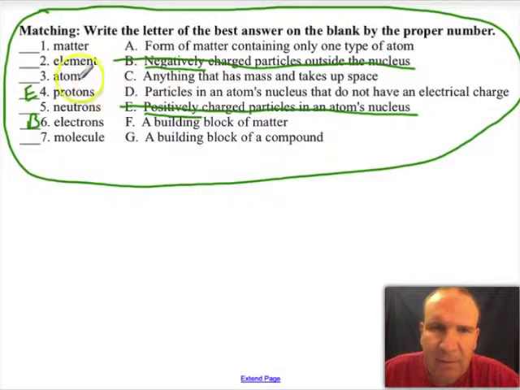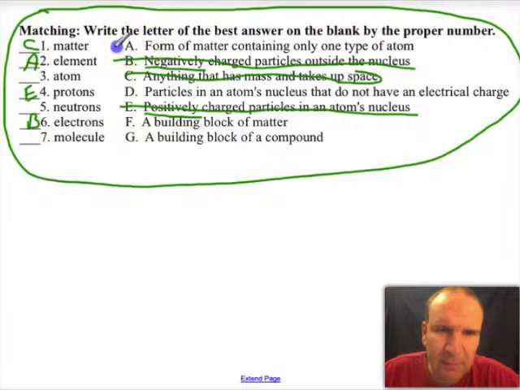Anything that has mass and takes up space. We talked about this in class. That's matter. Matter is anything that has mass and takes up space. So I'm going to cross this off. Do you see how I'm eliminating answers? If I go to another one, form of matter containing only one type of element. Well, if I watch the notes, I'm going to know that's an element. So I'm going to cross that off. So now I'm left with three: an atom, a neutron, and a molecule.